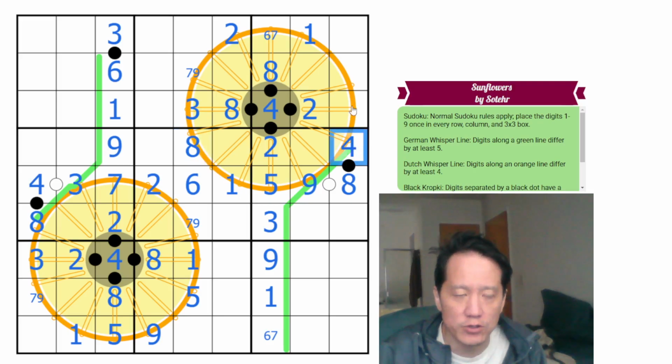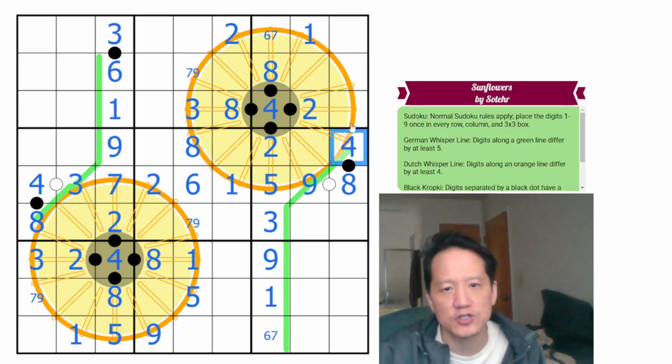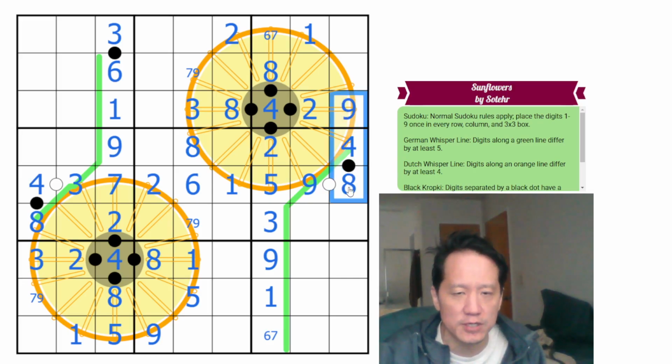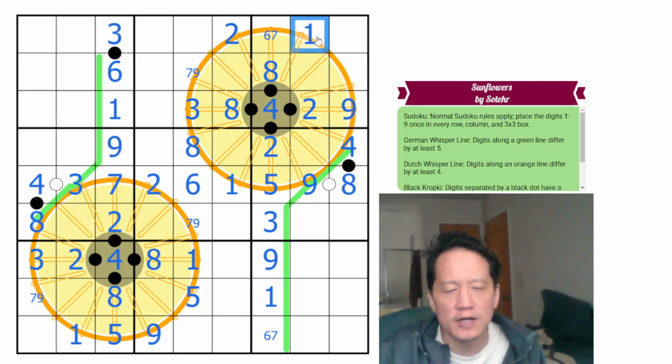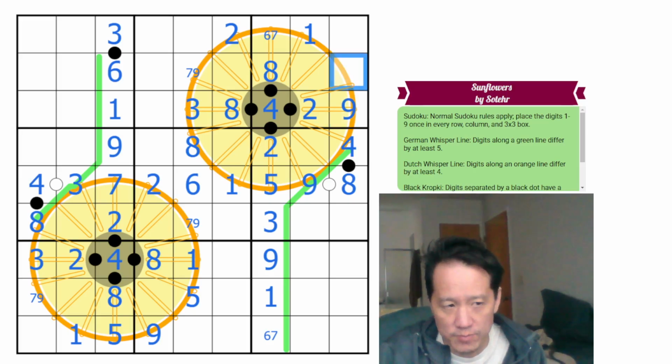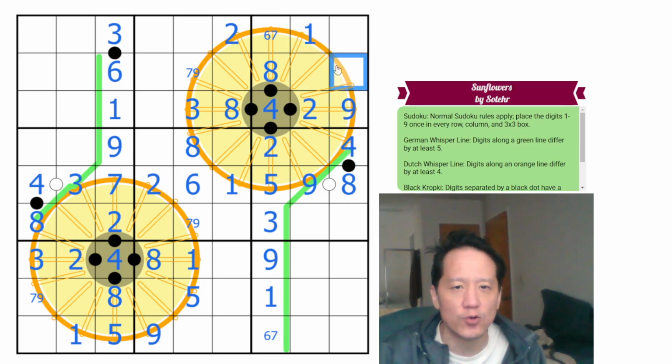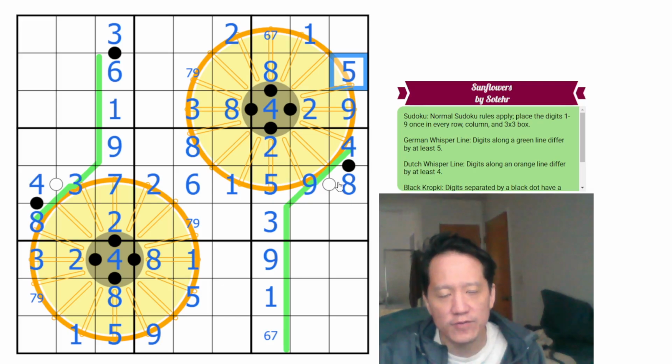This 4 can only be next to 8 or 9 on a Dutch whisper line, so therefore this must be a 9. Because the 8 is already taken into account. The 9 and the 1 can only be next to a 5 if they have it as a common digit, right? If you tried to make this 6 or higher, it would not be 4 away from 9. And if you tried to make this 4 or lower, it would not also be 4 away from 1. So this can only be 5.